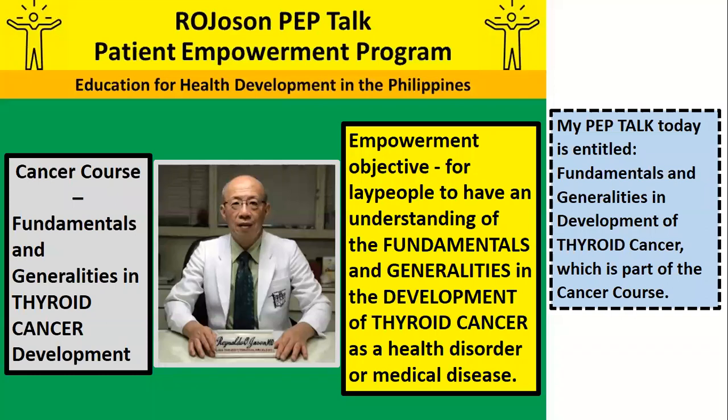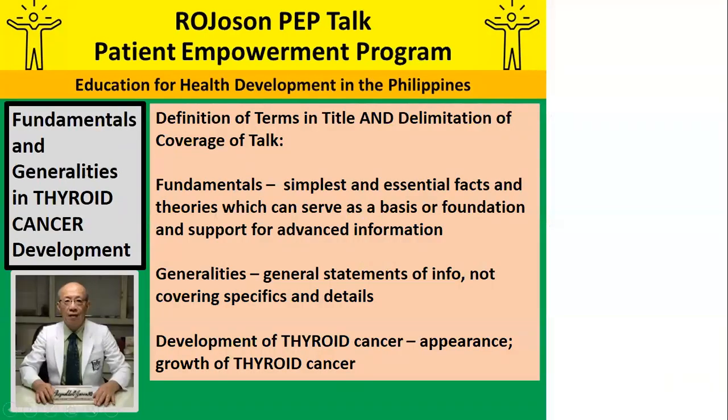My pep talk today is entitled Fundamentals and Generalities in Development of Thyroid Cancer, which is part of the cancer course. Definition of terms in the title and the limitation of coverage of my talk. Fundamentals mean simplest and essential facts and theories which can serve as a basis or foundation and support for advanced information. Generalities are general statements of information and not covering specifics and not too detailed. Development of thyroid cancer means appearance and growth of thyroid cancer.